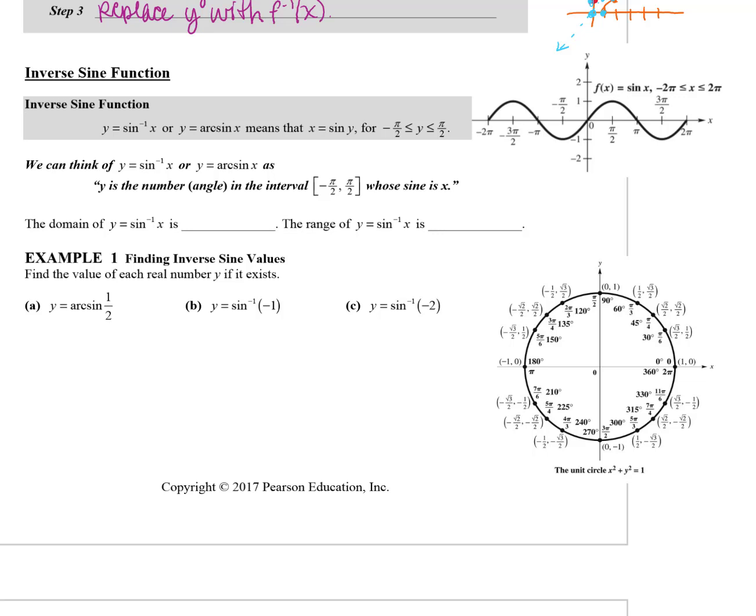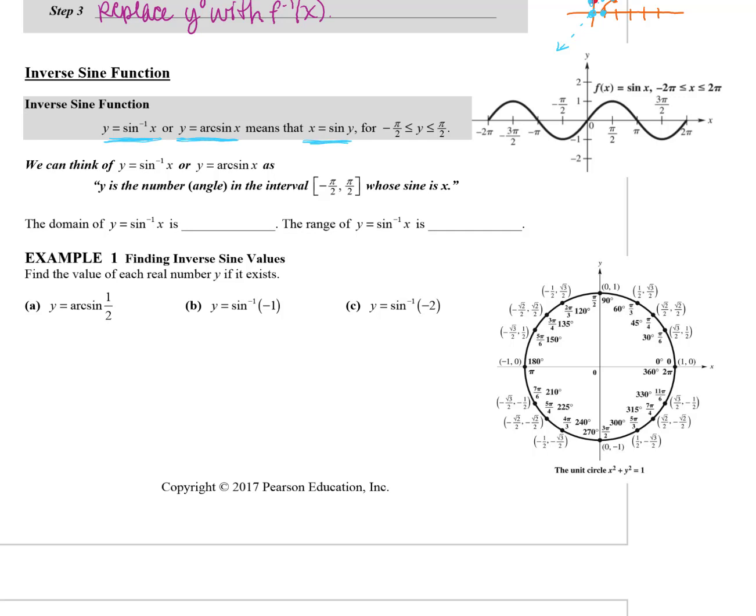This is section 6.1 continuing on with the inverse sine function. This is on page 6-2. So the inverse sine function is y is equal to inverse sine of x. We can write it like that, or we can write it as y is equal to arc sine of x. And what it means is that x is equal to sine of y.